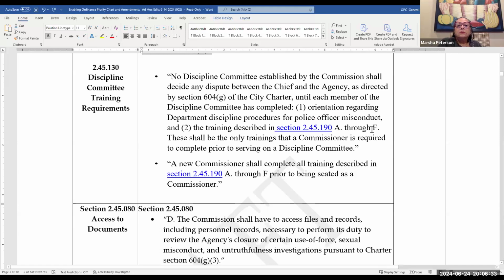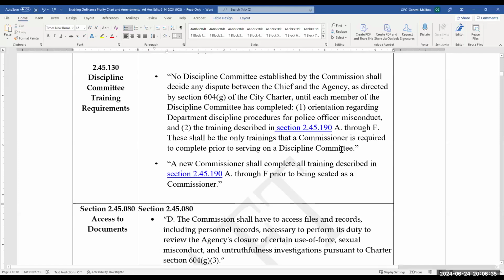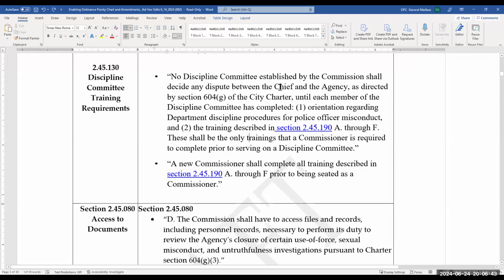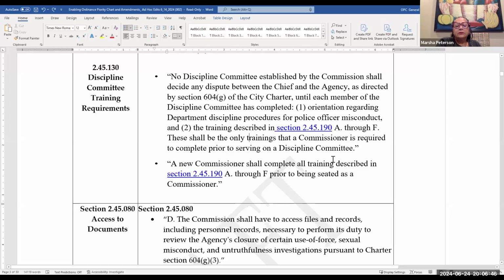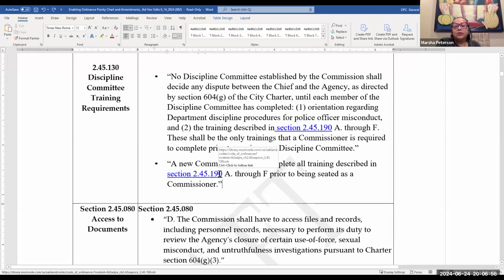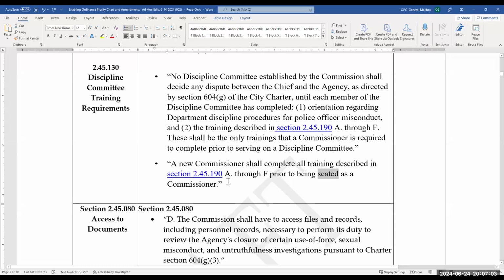That's what needs to change, not prior to being seated. This last bullet: new commissioner shall complete all trainings described in this section A through F prior to being seated as a commissioner. No, not being seated as a commissioner, but prior to serving on the discipline committee.